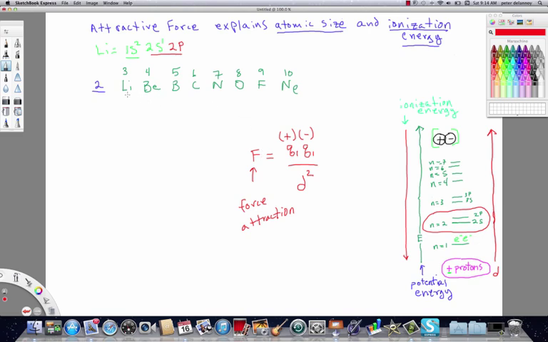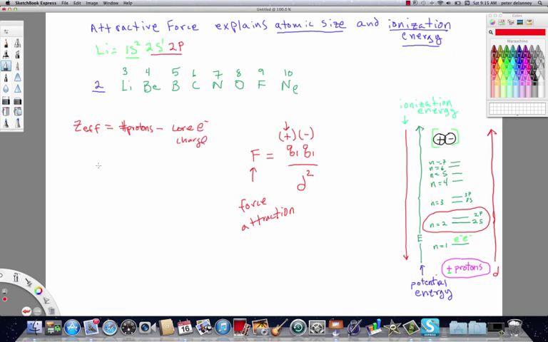So as we go left to right, let's see what's going on with the force of attraction. And we can get a handle on that by calculating a value that's called Z effective. This is the effective nuclear charge. So we're calculating how big this positive charge is as we go left to right across the periodic table. Z effective is calculated very easily by the number of protons for the atom minus what we call the core electron charge.